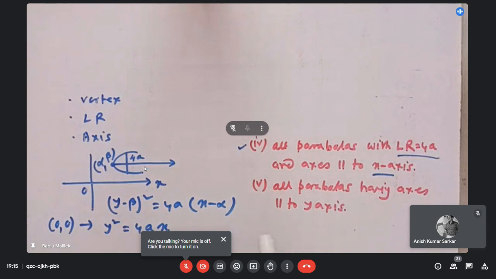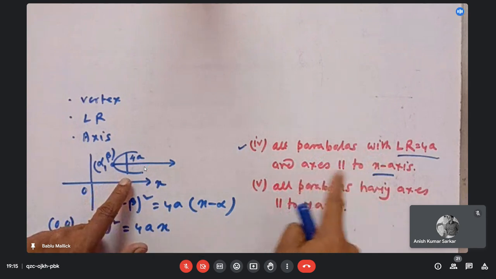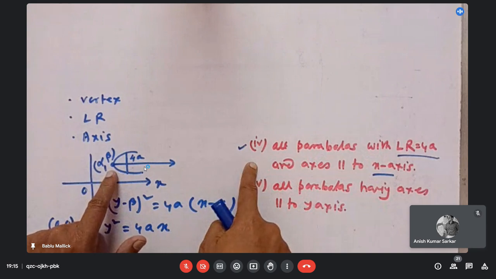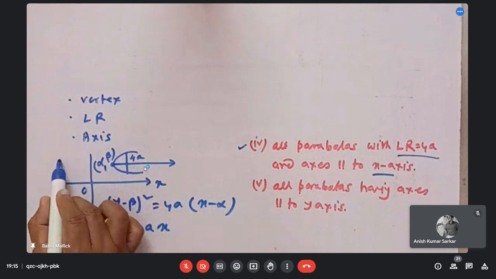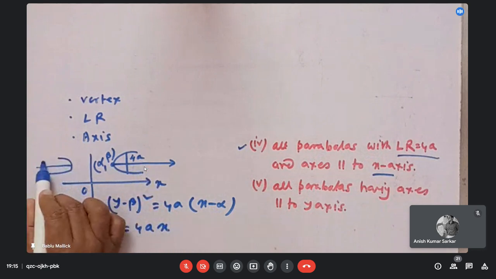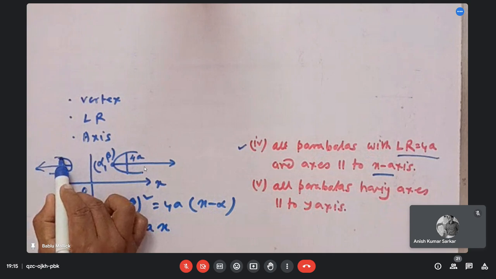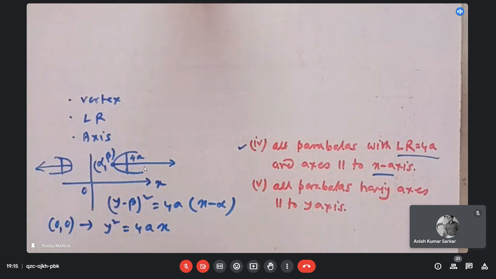So here it is given that a parabola has latus rectum 4a and axis parallel to the x-axis, but the vertex is not given. So the vertex may be anything. So the parabola may be either this type or maybe this type. If the latus rectum is fixed, then the size of the parabola is fixed.